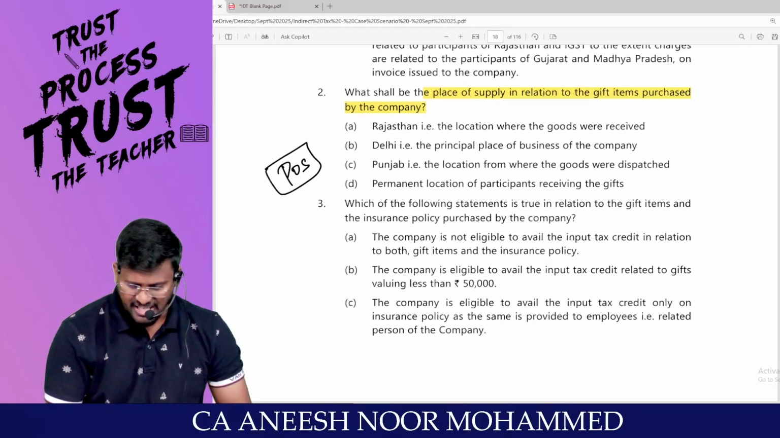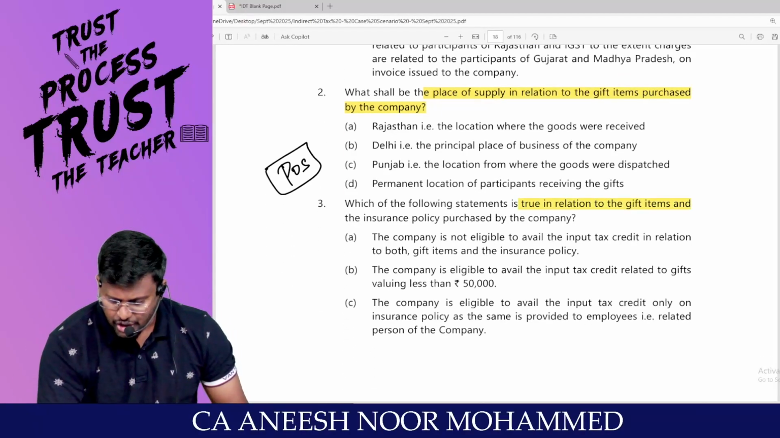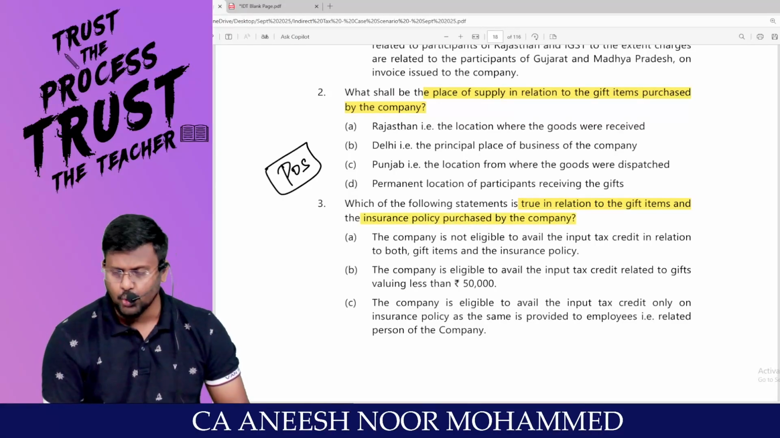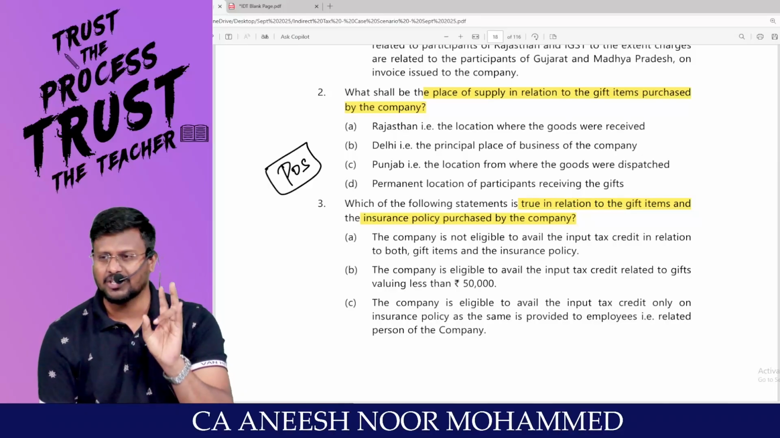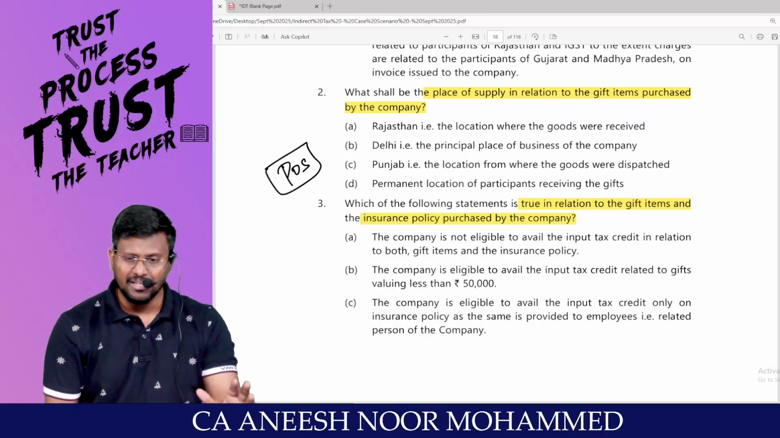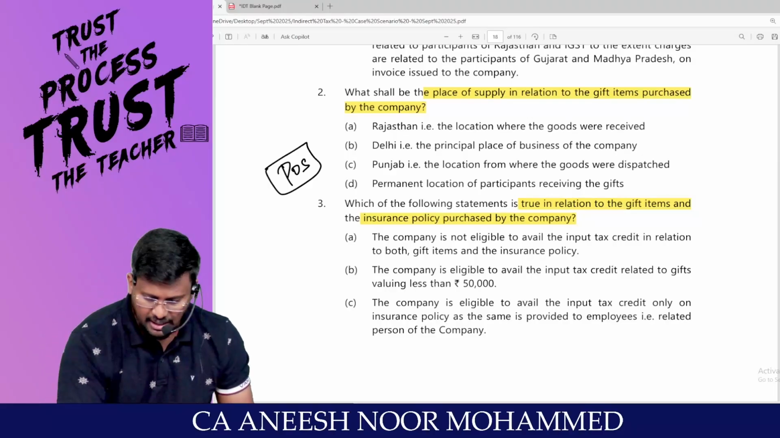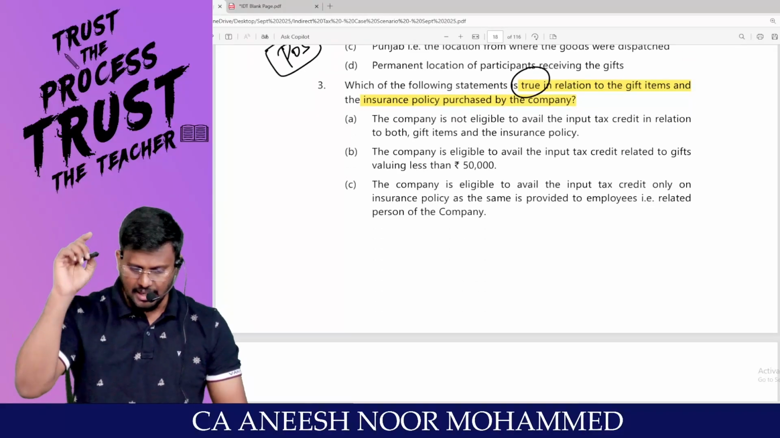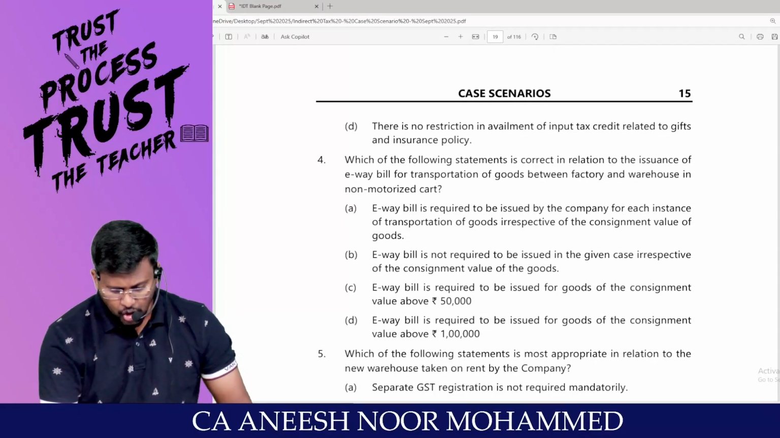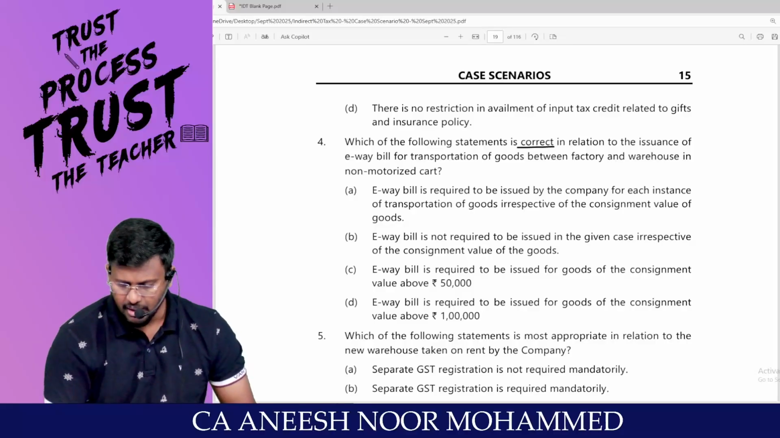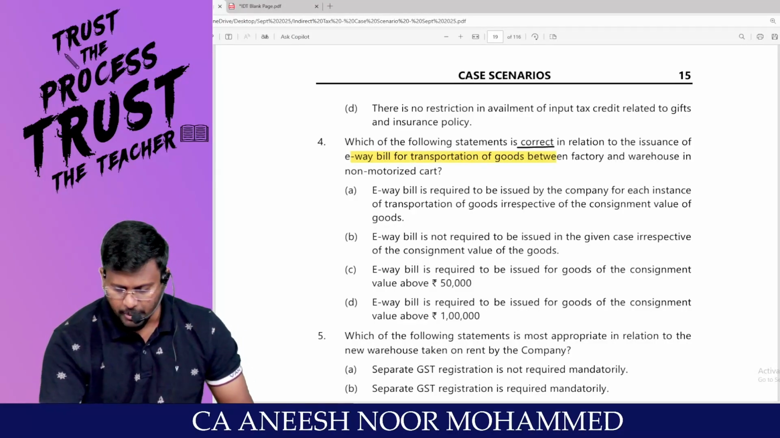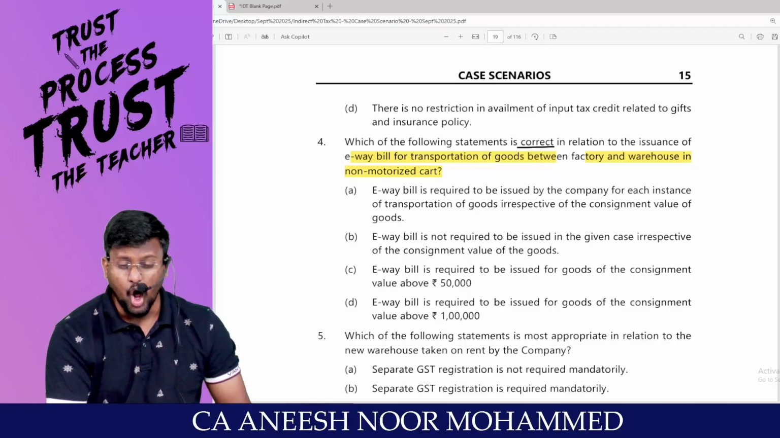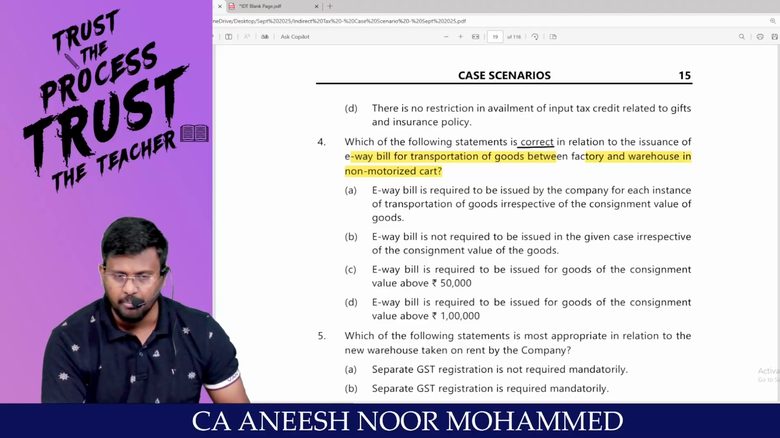Which of the following statements is true in relation to the gift item and insurance policy purchased by the company? So they have actually purchased a gift item and they have purchased an insurance policy. Regarding that, they are asking which is the true statement. I will read the case scenario and come back. Which of the following statements is correct in relation to issuance of e-way bill for transportation of goods between factory and warehouse in a non-motorized cart? Non-motorized cart means a bullock cart.